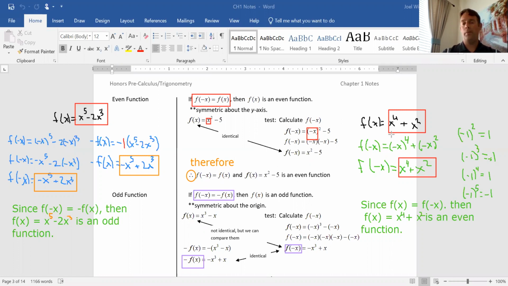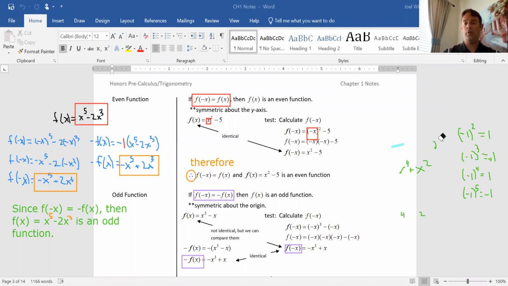By the way, notice something. Look at the exponents. They're both even. Therefore, this was an even function. In this function, both the exponents were odd. Therefore, it was an odd function. What do you think happens if we have one even exponent and one odd exponent?